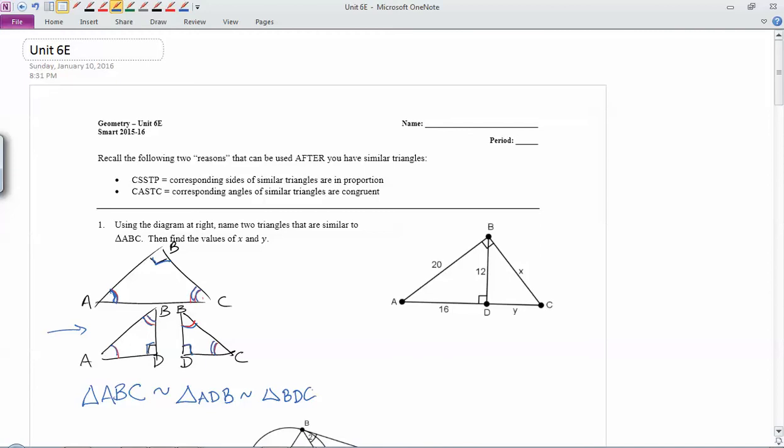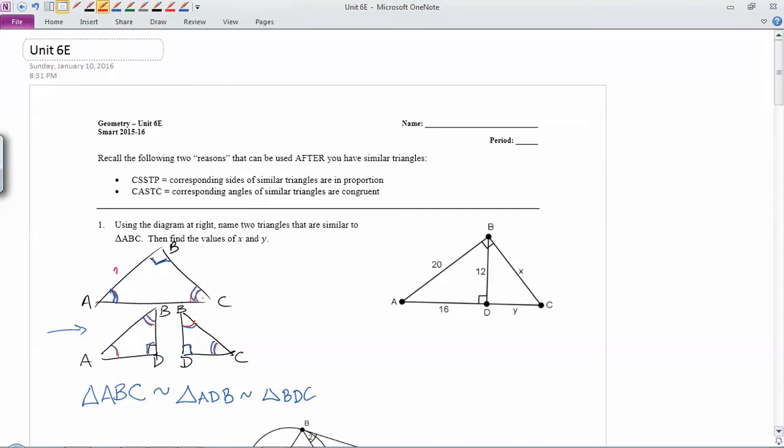Okay. Now this type of diagram where you have a big right triangle chopped into two smaller right triangles, that's going to come up a lot over the next couple units, just so you know. Okay, we've got to solve for x and y. So let's label up some of our diagram stuff here.